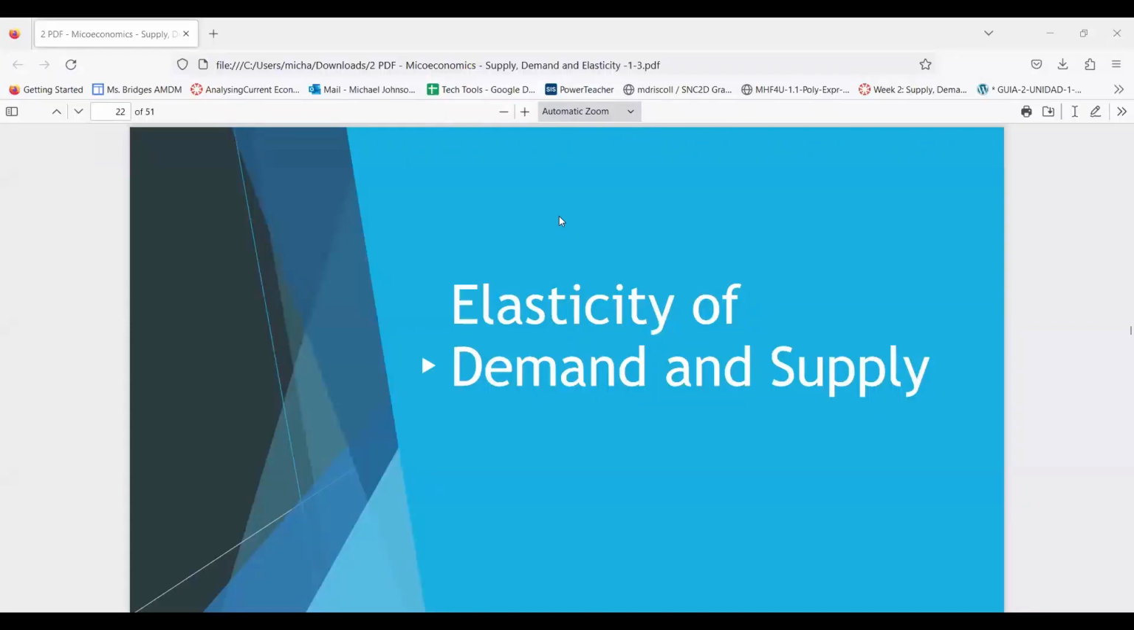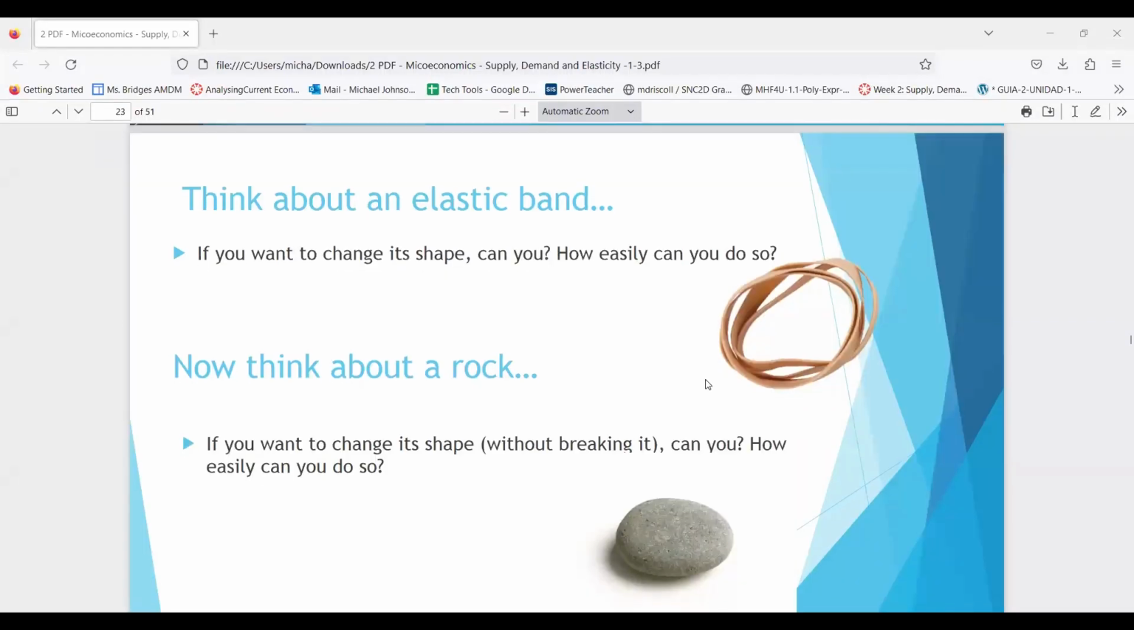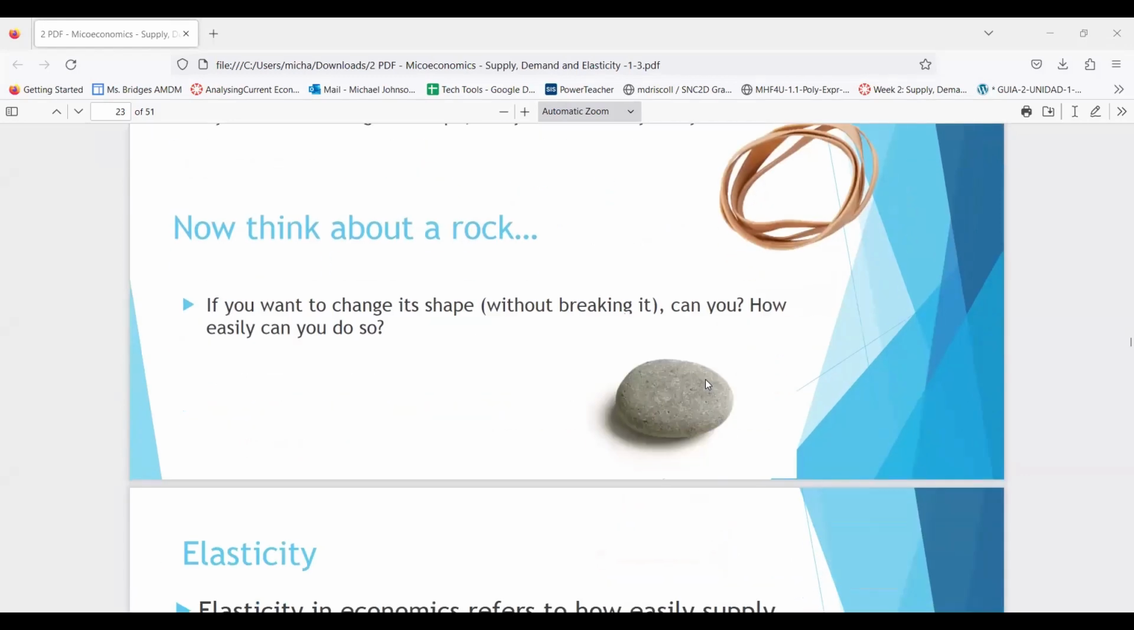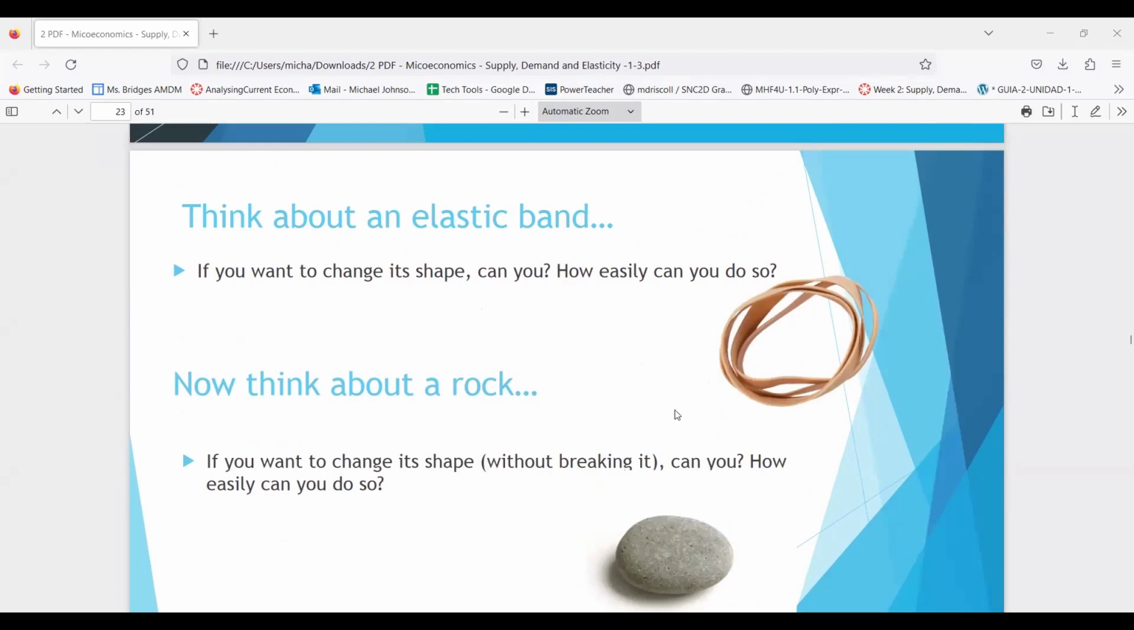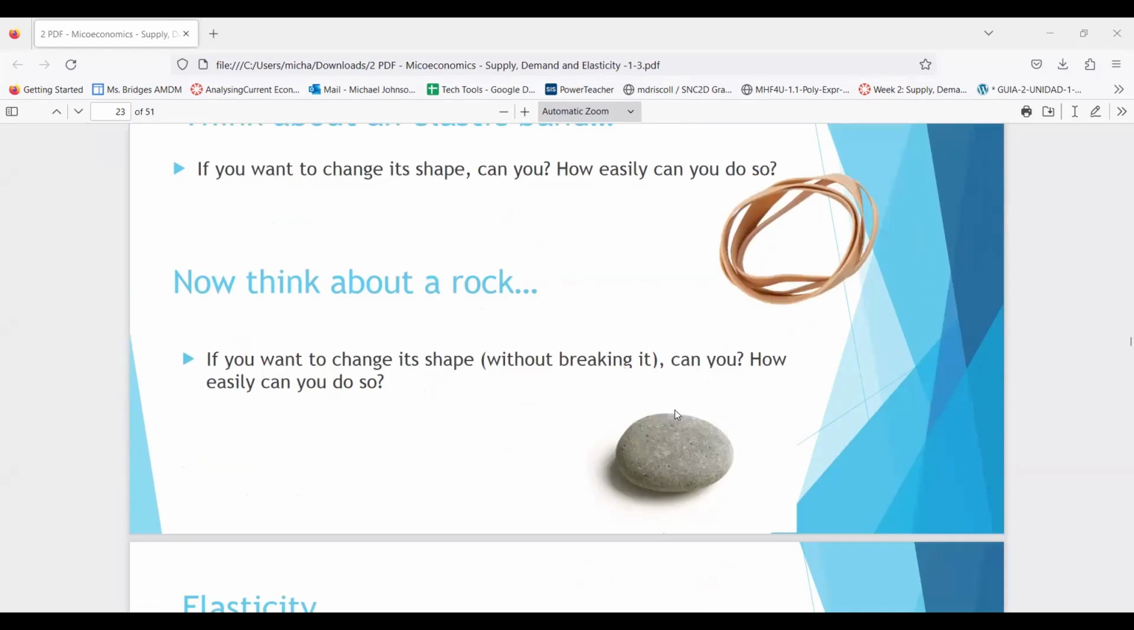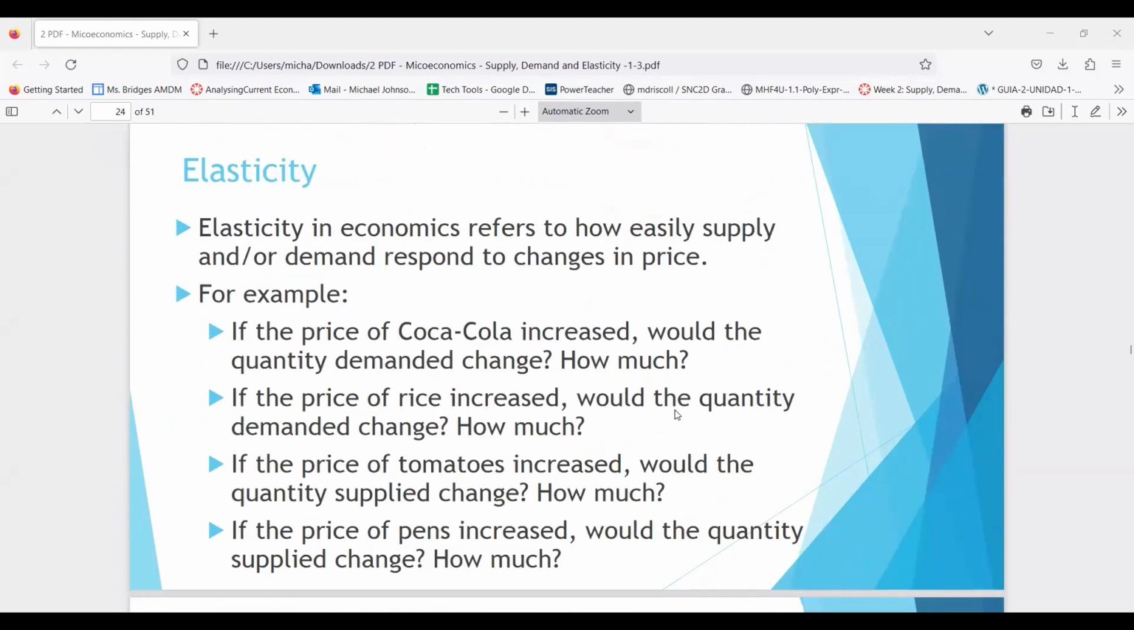So, elasticity of demand and supply. Think about an elastic band. If you want to change its shape, can you? And how easily can you do this? Now think about a rock. If you want to change its shape without breaking it, can you? And how easily can you do so?